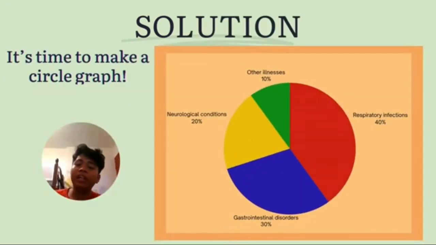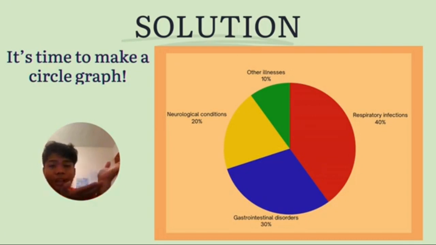From all of those data, it's time to make a circle graph. Here is the answer to this problem. There's 10% other illnesses, there's 20% neurological conditions, 30% gastrointestinal disorders, and 40% respiratory infections.